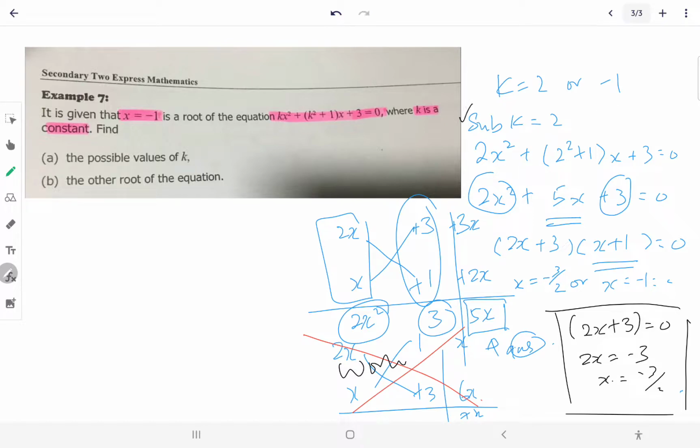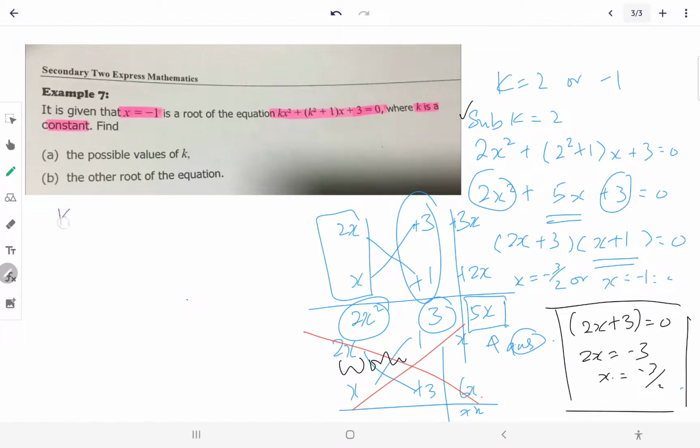So it so happened that we choose substitute k equals to 2, we get all these numbers here. What if we choose the other number? We try k equals to minus 1. Okay, we try to substitute k equals to minus 1. So you have minus 1 x squared plus minus 1 squared plus 1 x plus 3 equals to 0. Okay, so now you got minus x squared plus 2x plus 3 equals to 0.